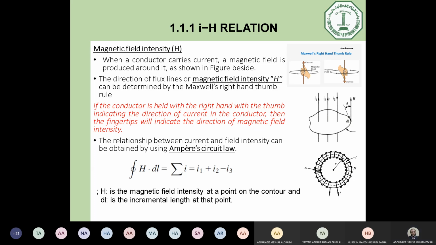So in the figure here, on the left hand side, as you can see, the current is moving up, and there is a circle around the wire. As you can see, from our side the flux is moving toward the right side, and from behind the wire the flux is moving to the left. So this is according to what is called the right hand rule of Maxwell, the Maxwell right hand thumb rule.